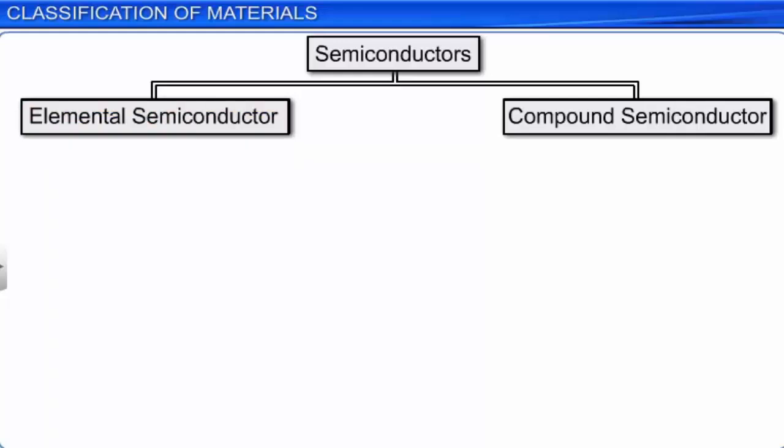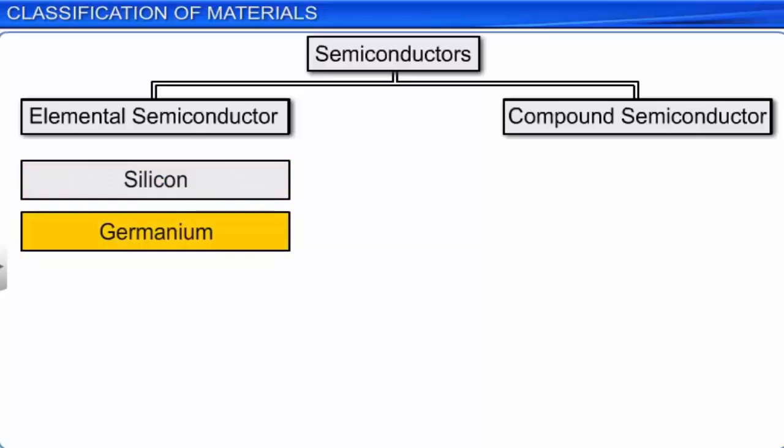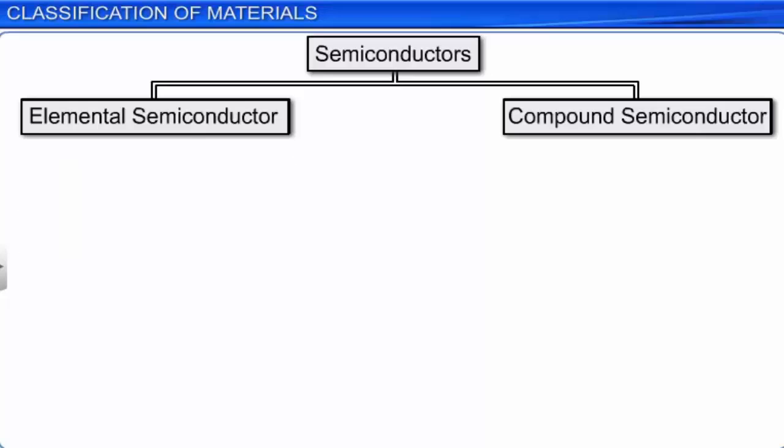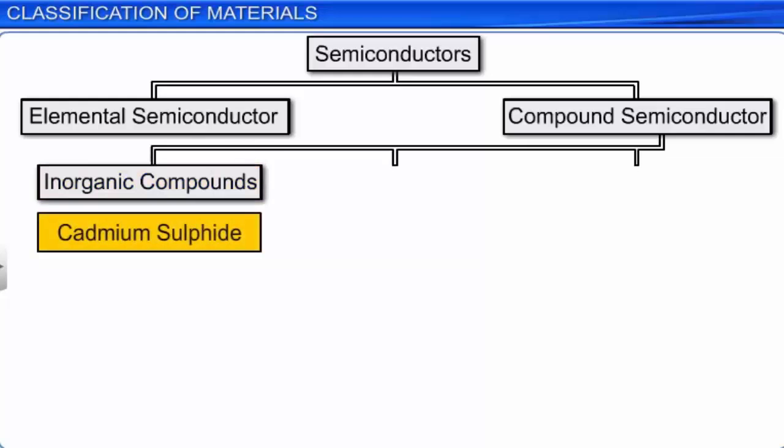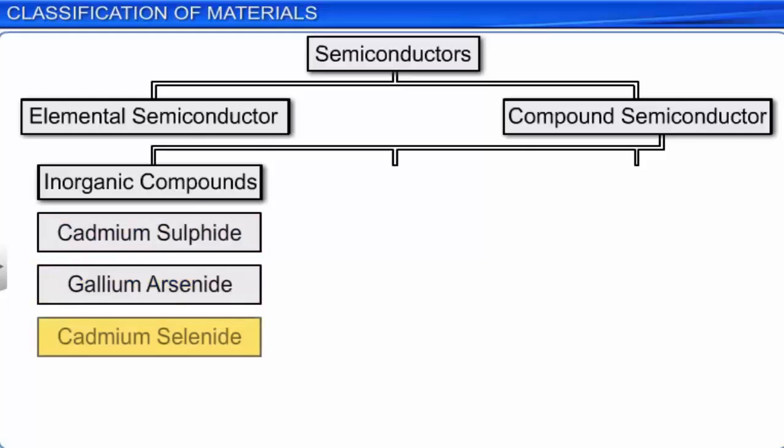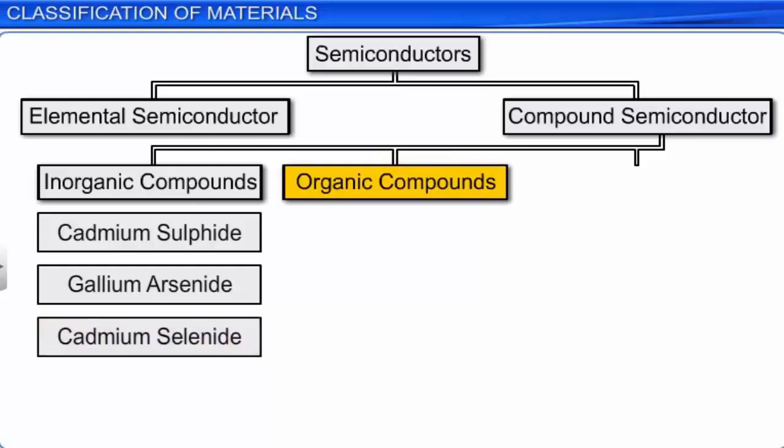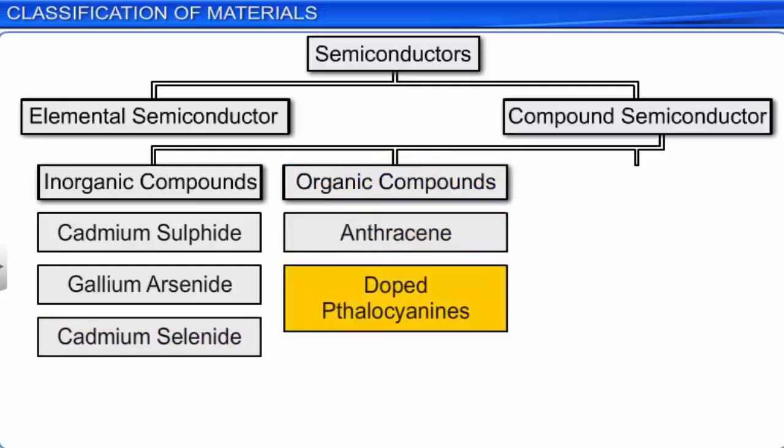Compound semiconductors are formed by using two or more elements. They are synthesized using elements from groups 2 through 6 of the periodic table. Compound semiconductors may be further divided into different types, such as inorganic compounds like cadmium sulfide, gallium arsenide, cadmium selenide, etc., and organic compounds like anthracene, doped phthalocyanine, etc., and organic polymers like polypyrrole, polyaniline, polythiophene, etc.